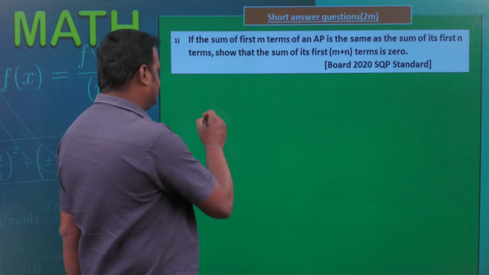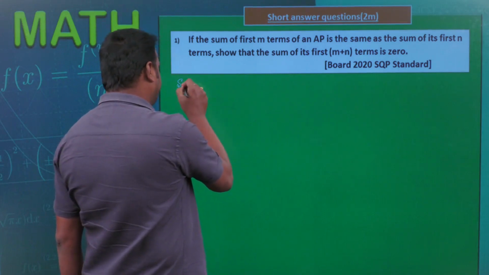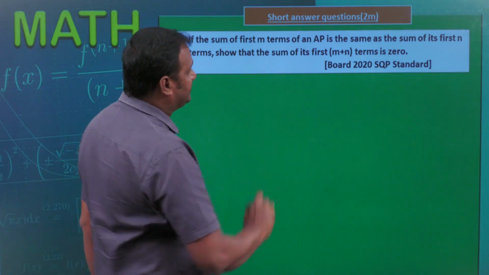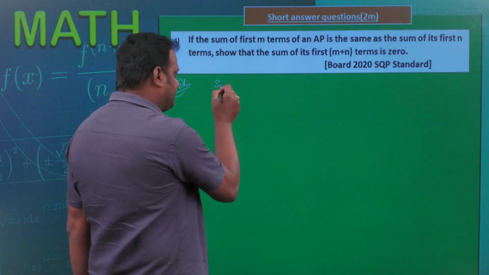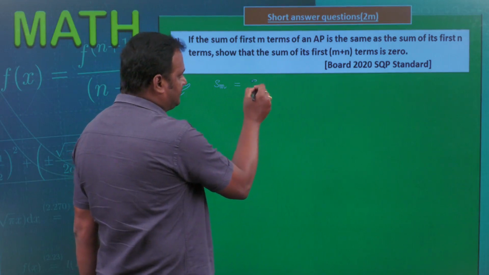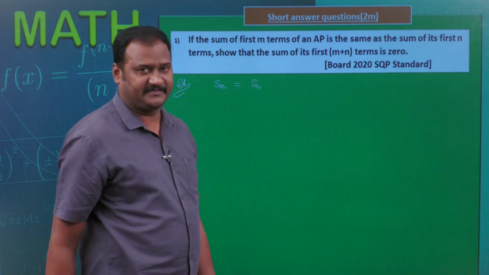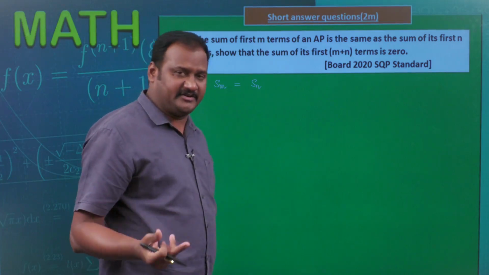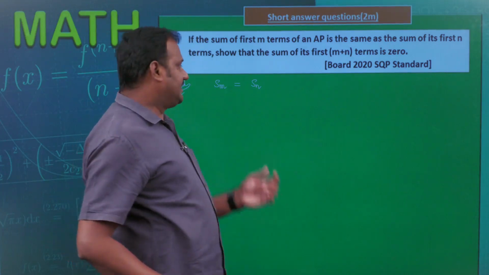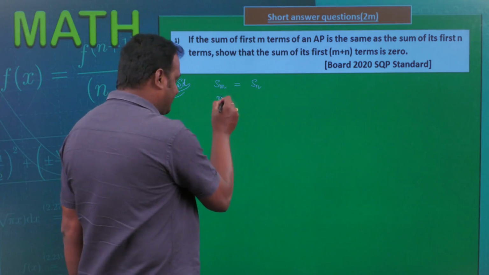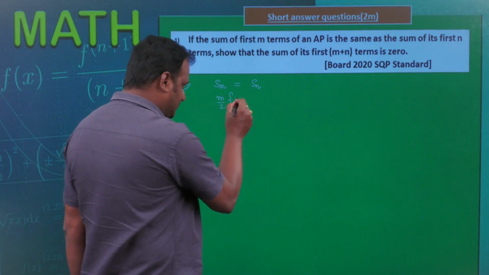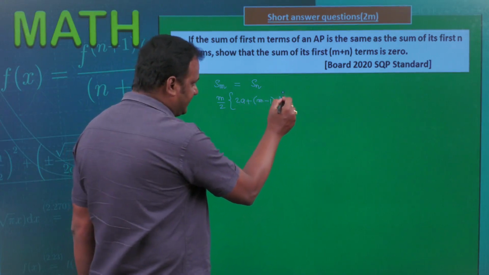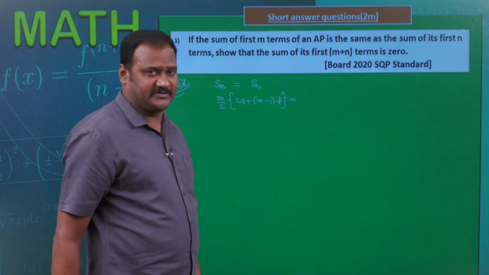It's quite an interesting problem. The information given is that the sum of first m terms of an AP is equal to the sum of its first n terms. What is the formula for the sum of n terms? Sum of n terms is n by 2 into 2a plus n minus 1 into d. Like that, m terms is m divided by 2 times 2a plus m minus 1 times d. This is the sum of first m terms of an AP.